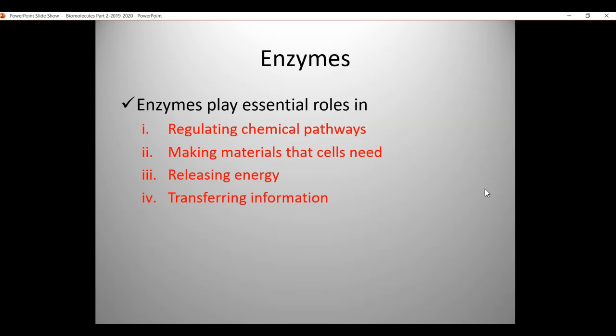Alright, enzymes play essential roles in regulating chemical pathways, hormones, keeping us balanced, making materials that cells need, such as proteins and things like that, releasing energy, and transferring information.